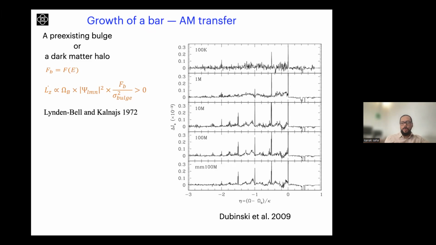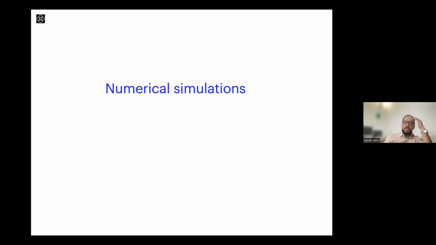Okay, so the resonant interaction is a very important aspect when you talk about the growth of bars in a disk galaxy. So in this part, I will try to show you some interesting results from our simulation and recent work.